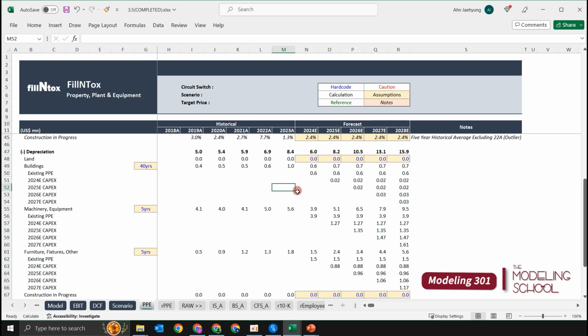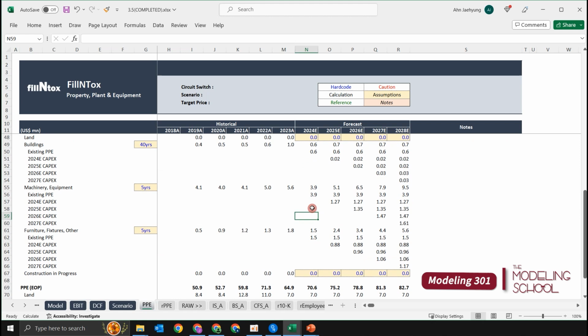At this point, some of you might be wondering, well, for land, it doesn't have that specific issue, but some of you might be wondering for machinery and furnitures, because their useful life is only 5 years, should the depreciation amount from existing PPE be slowly declining? Some of you might be thinking that. And yes, I also think that the numbers should be slowly declining, because in 2024, if the useful life is 5 years, this number makes sense.